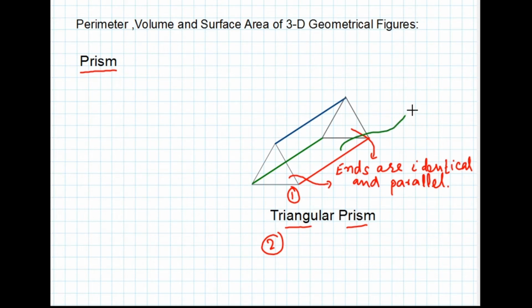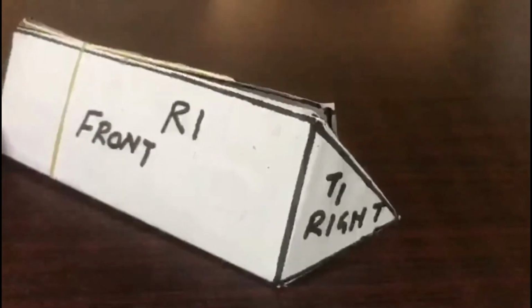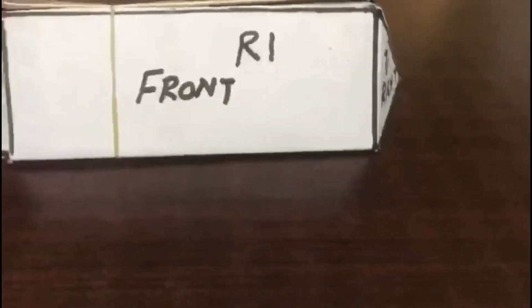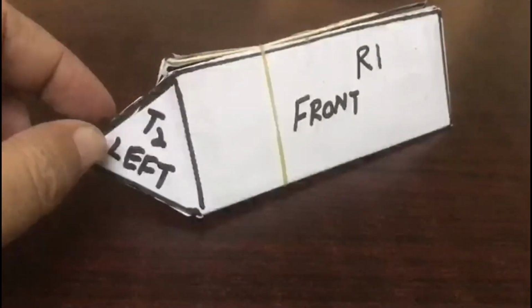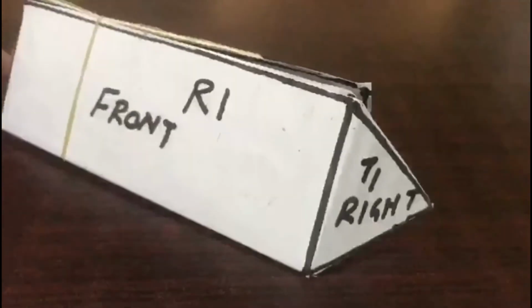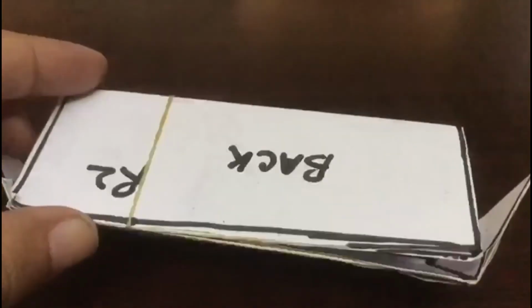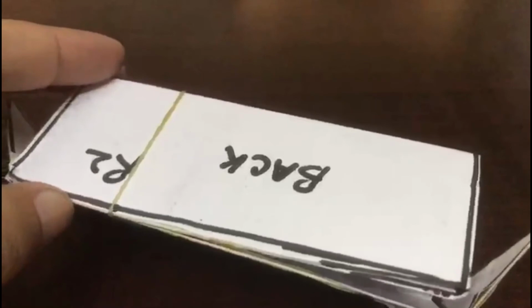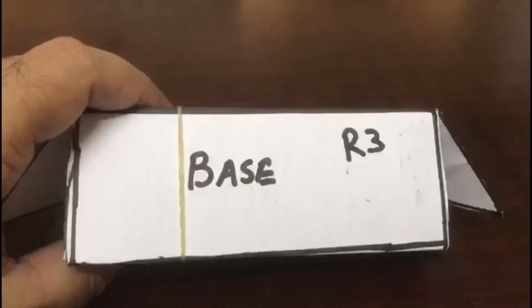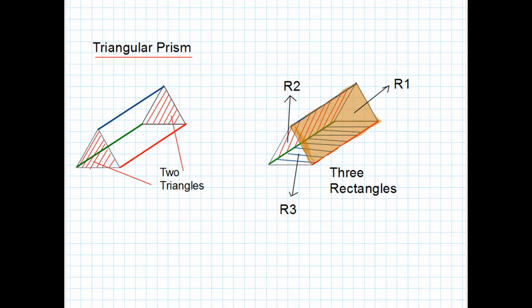Number 2: it shows the rectangular faces of the prism. The front rectangular face is represented by R1. Triangle T2 is shown on the left side of the prism. On the right side, triangle T1 is shown. Now rectangle R2 is shown on the back and rectangle R3 is shown at the base of the prism. So there are two triangles and three rectangles in a triangular prism.